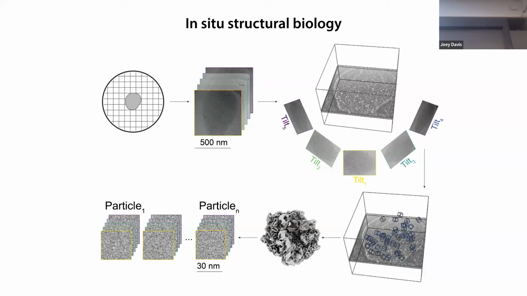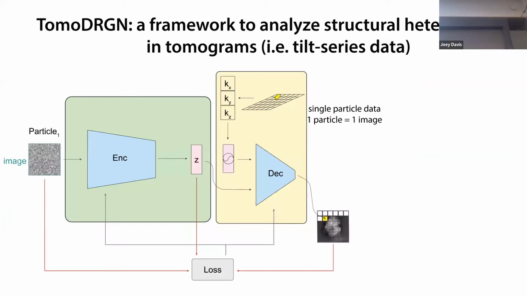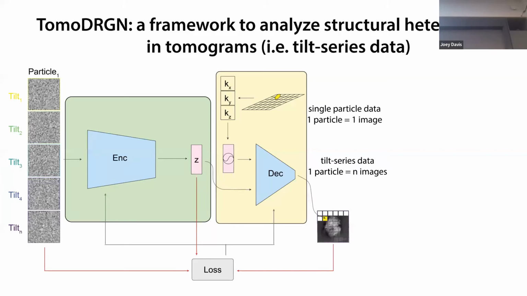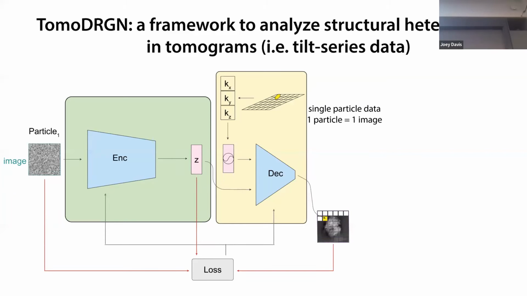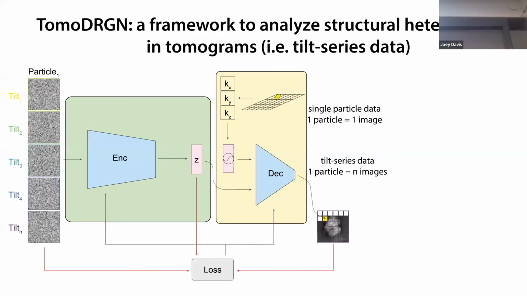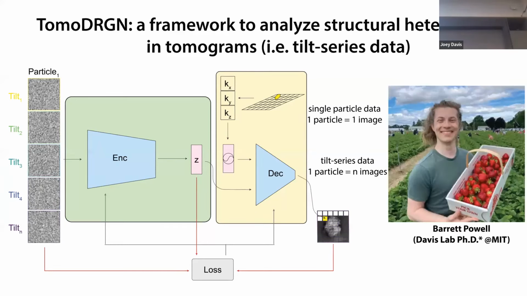We were curious if this same CryoDragon framework could work in a tomographic setting. And so the difference is, instead of having a single particle image for each particle, we now have a full tilt series. So this is sort of a multi-view version of the same thing. But in theory, this should work more or less the same. It turns out the details of this make that not trivial.